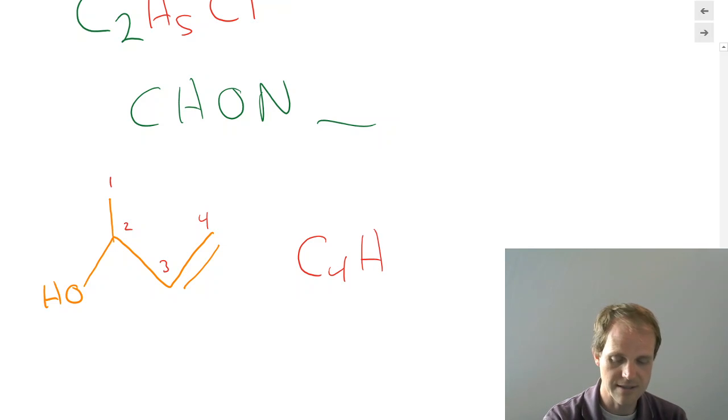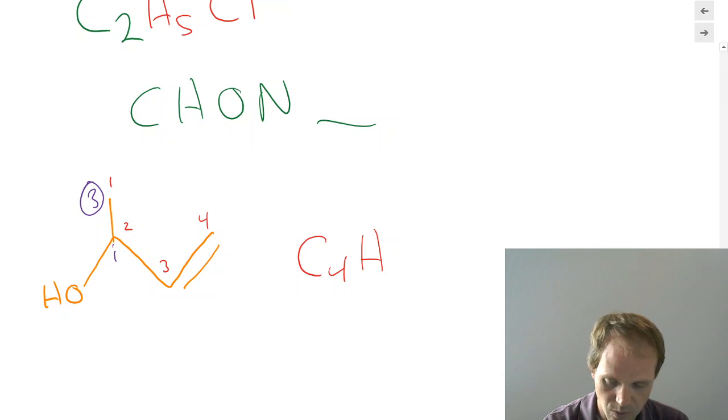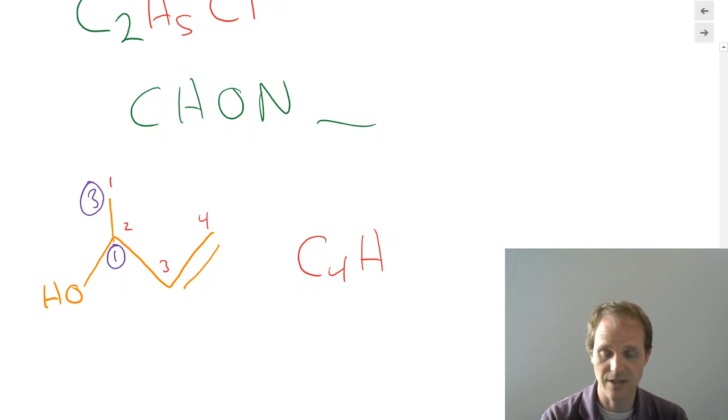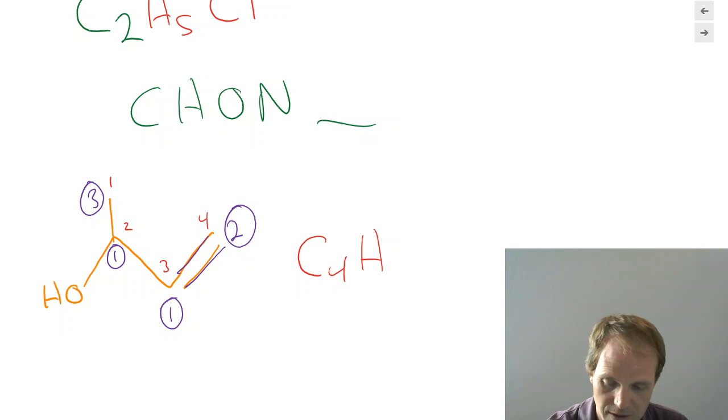My next is H. I'm going to do my H's in purple. All right, what are we going to do? I got 3 here, 1 here. Why only 1 there? It's because there's 3 bonds already drawn. 1 here. Why? Because there's 3 bonds already drawn. 2 here, because there's 2 bonds already drawn.